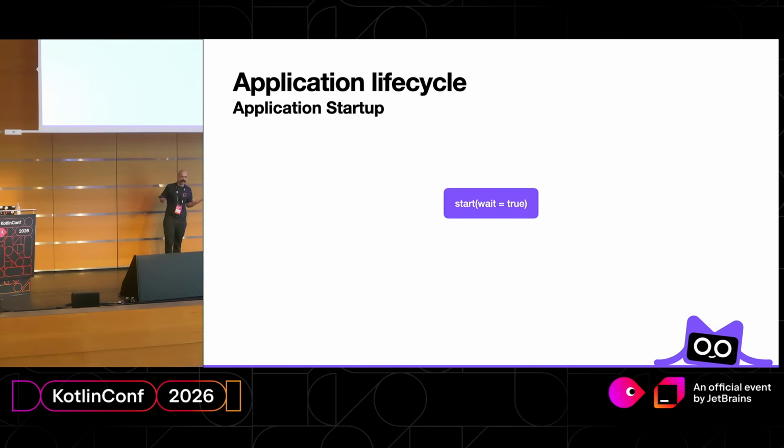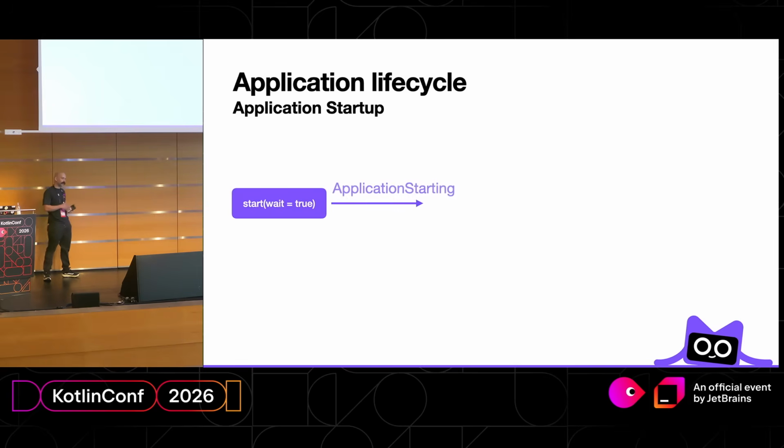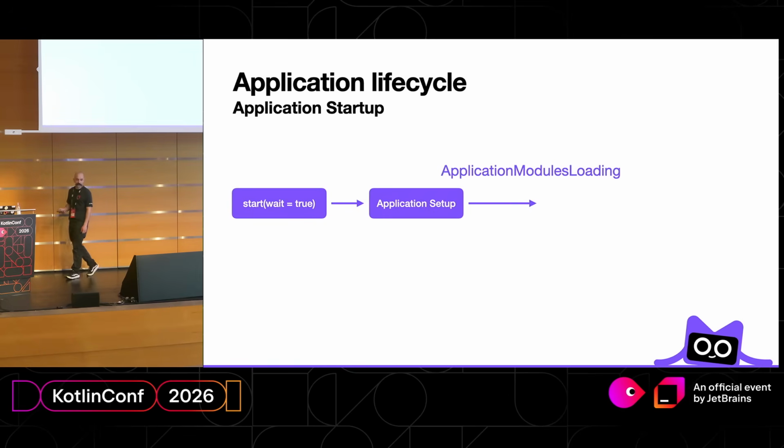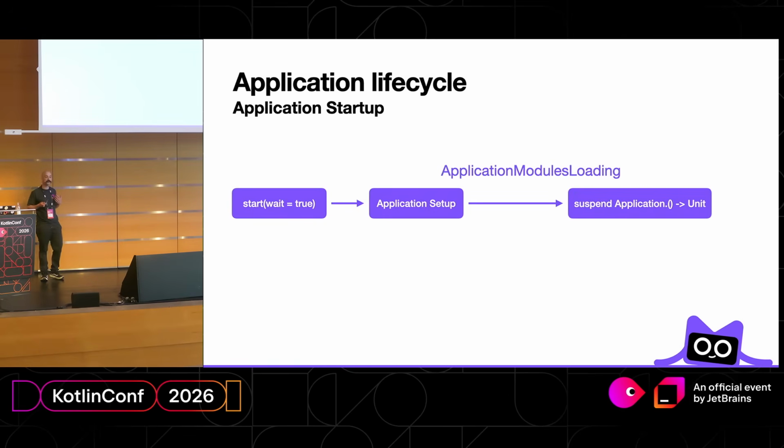So, managed application lifecycle, let's discuss it a little bit. Everything starts by calling start on our embedded server, and when we call start, the application will go into starting mode, so Ktor will set up the application, and it does so by installing default pipelines and intercepting for routing, and installing a shutdown hook listener. Once that is done, it is time to call the user function, right? So this is our function from the embedded server DSL, which is creating our dependency graph, installing our plugins, and setting up our routes.